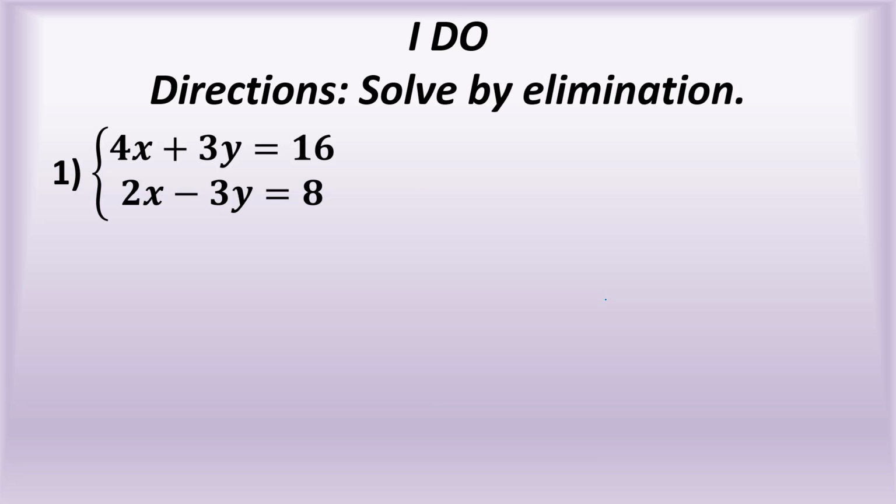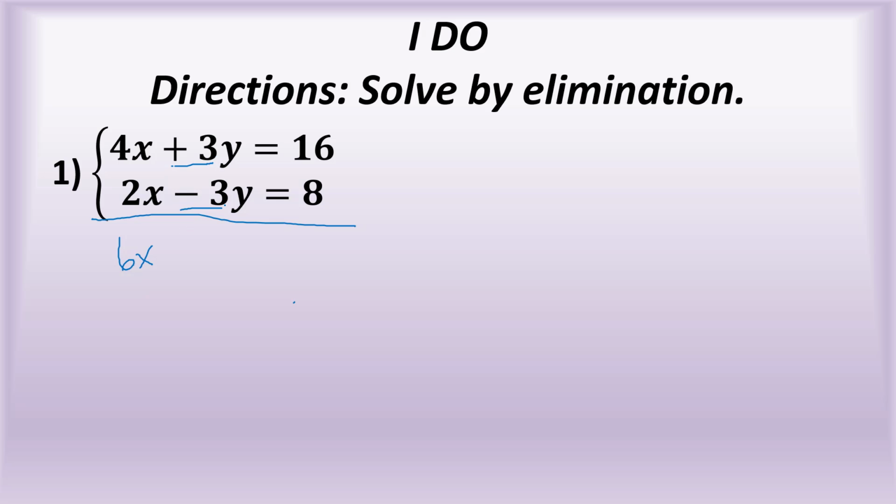So let's solve some elimination. Remember, we said that our first goal was to get one of our variables to have its opposite in the two different equations. In this particular set of equations, I can already see that I have a positive 3y and I have a negative 3y. I already have a variable that has an opposite coefficient. So in this case, I can just add my two equations together. 4x plus 2x is 6x.